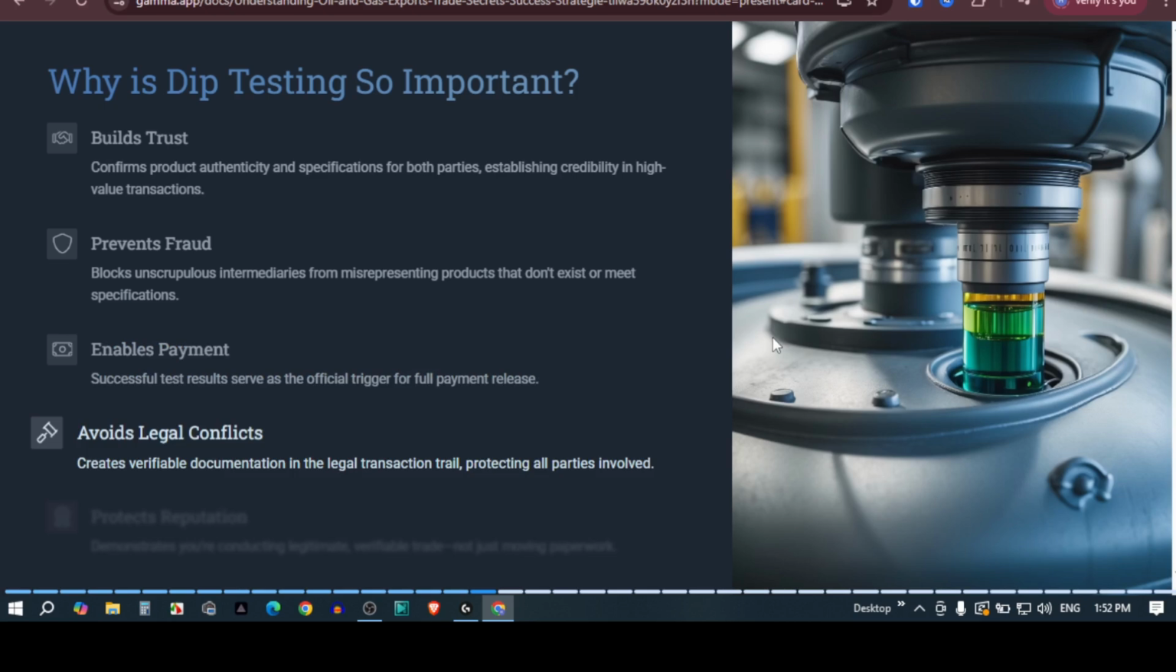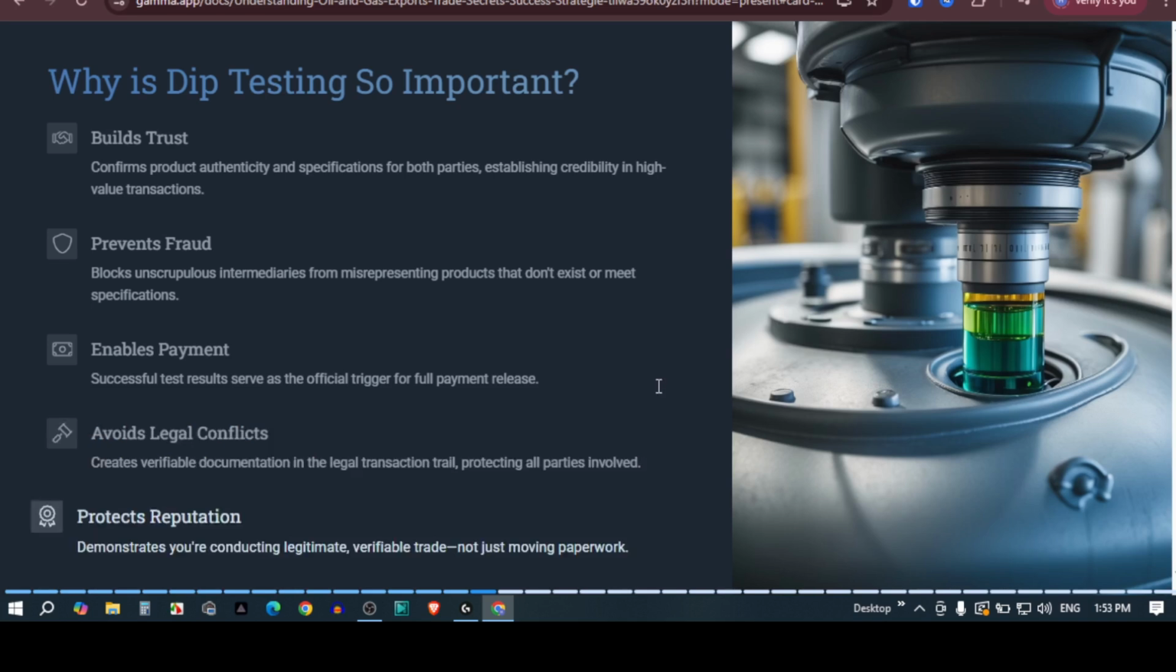It avoids legal conflicts. Since the dip test process is formal and documented, it becomes part of the legal transaction trail. If any dispute arises, these documented verification steps help protect both parties, buyer and also the seller. So it is a legal framework. It is legally documented. On a later date, if any problem arises, the seller can show the documents of the dip test, or even the buyer can show the documents of the dip test. It avoids legal conflicts.